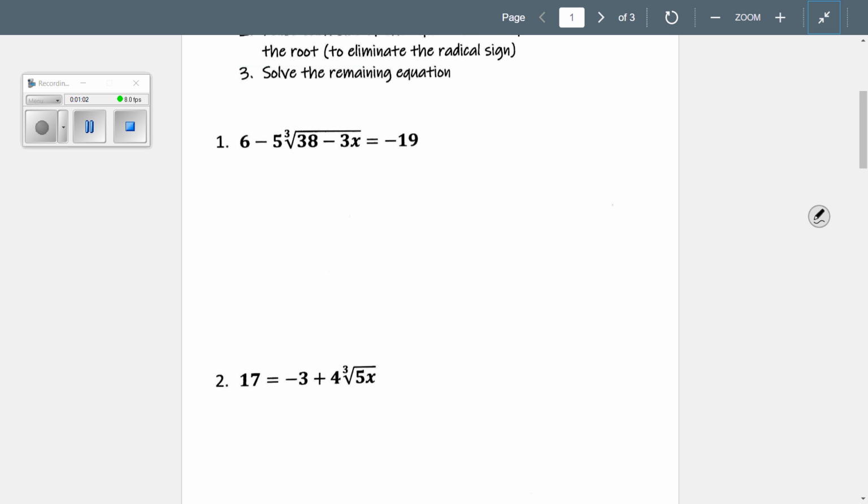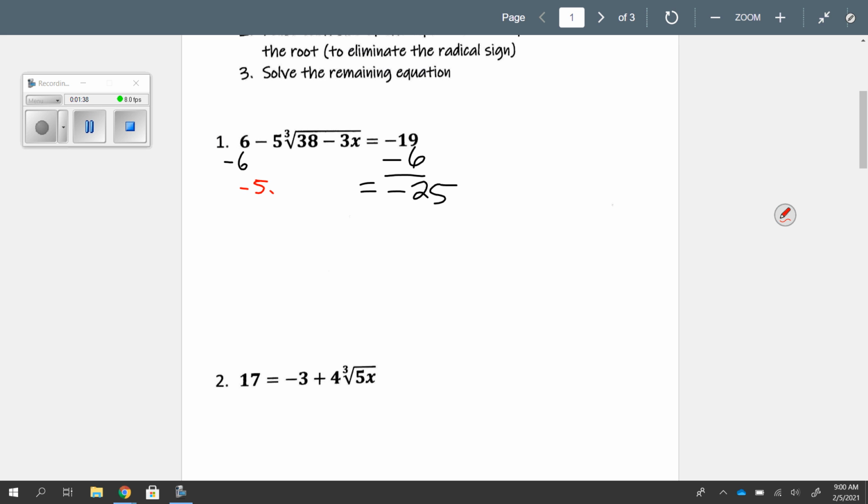All right, so number one, we have 6 minus 5, and then the cube root of 38 minus 3x equals negative 19. So first step, we need to isolate the radical. So we see this 6 here first, and then we see this negative 5 being multiplied by the radical. So we're going to subtract 6 first. Subtract 6. We're just doing our basic get it by itself steps. So this is negative 25. All right, and that equals negative 5 cube root of 38 minus 3x.